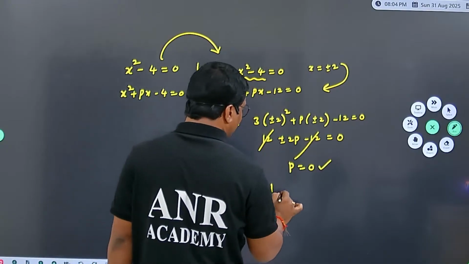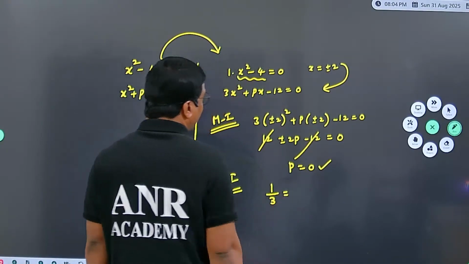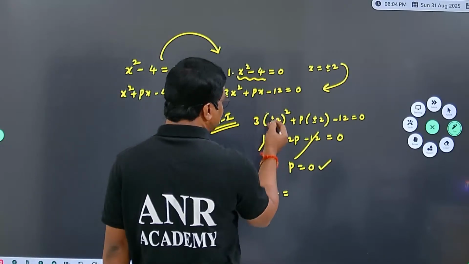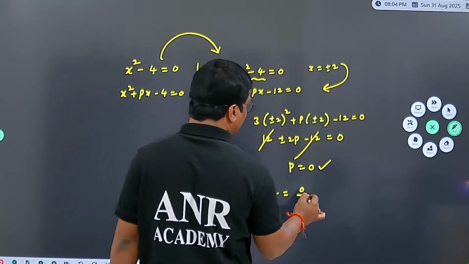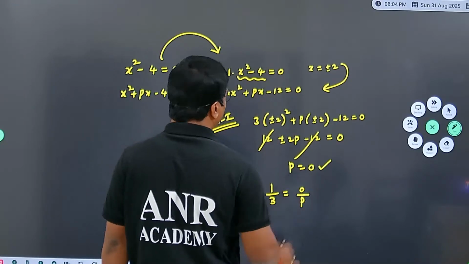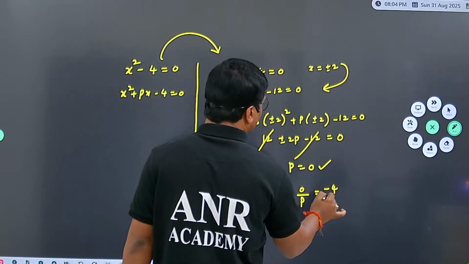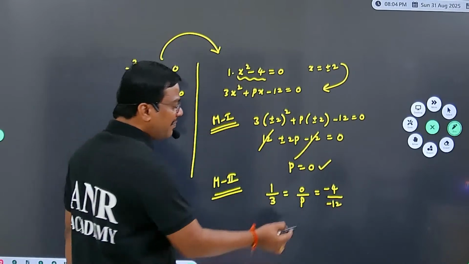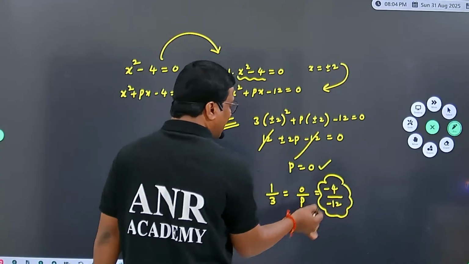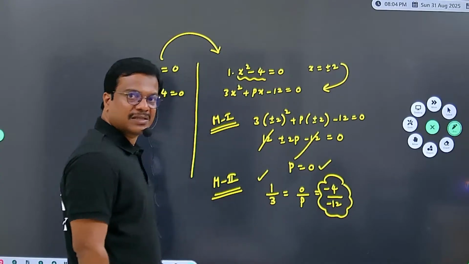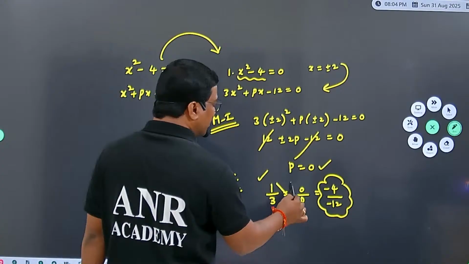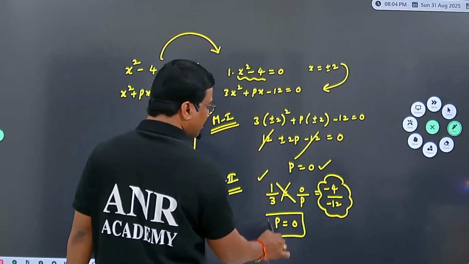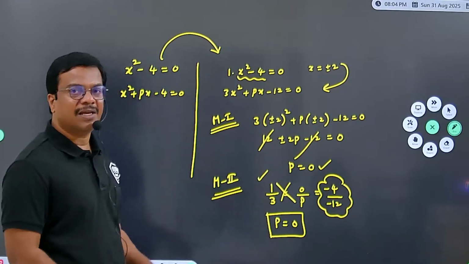Coefficients of x square are in the ratio 1 is to 3. Next, x terms: there is no x term, so that is 0, and here the x term is p. Next, the constant: we have minus 4 there, and here it is minus 12. On simplification, again it becomes 1 by 3. Now cross multiply this, we get the result 1 into p, 3 into 0, that is 0. Therefore, the value of p is 0.